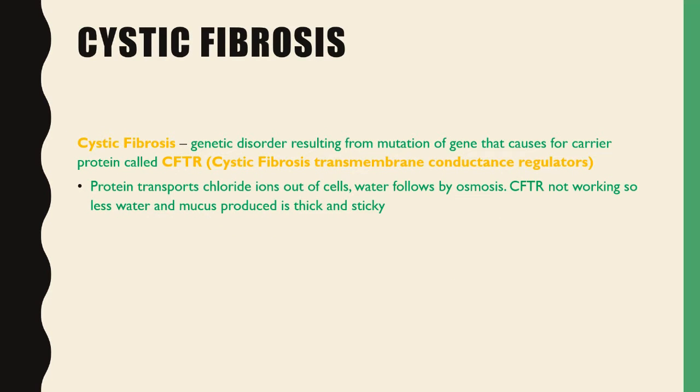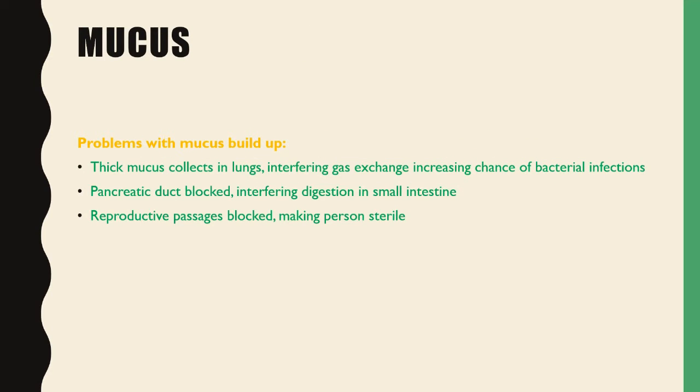Cystic fibrosis is a genetic disorder that results from a mutation of a gene that codes for a carrier protein called CFTR, otherwise known as cystic fibrosis transmembrane conductance regulator. This protein transports chloride ions out of cells, and water will follow by osmosis. So if CFTR is not working, there's less water and more mucus is produced, and therefore it's thick and sticky, and that's how cystic fibrosis actually occurs.